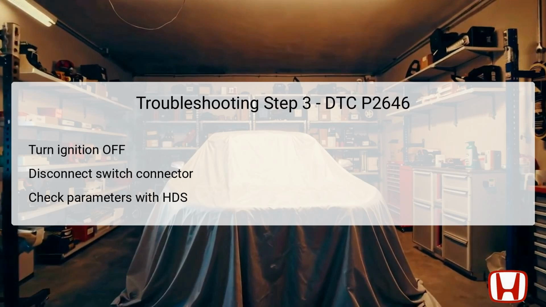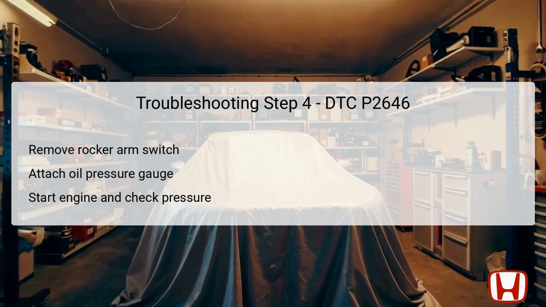Then, switch the vehicle back to on mode and use the HDS to check specific parameters, particularly the VTEC pressure switch status. This will aid in confirming whether the current conditions correspond with the expected thresholds. If they do, proceed to the subsequent troubleshooting step. If not, continue on to the next step for deeper analysis.